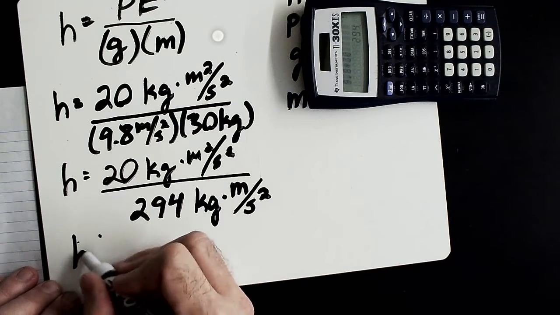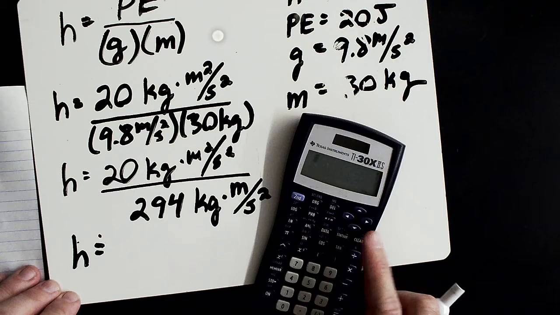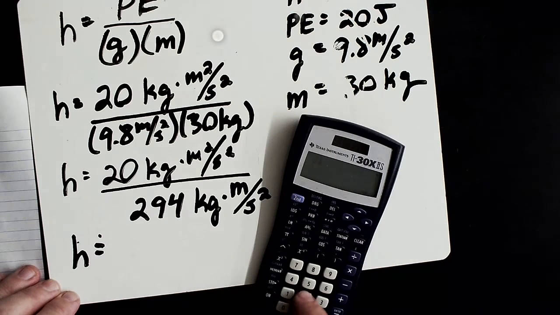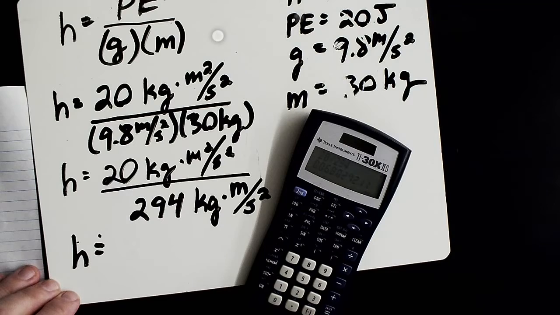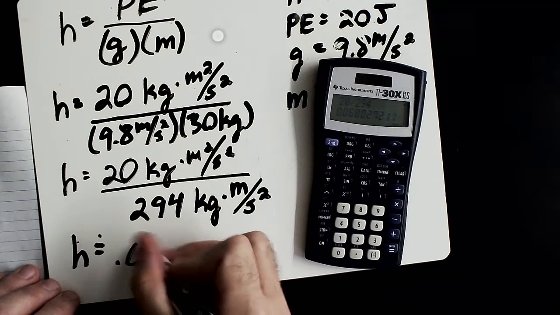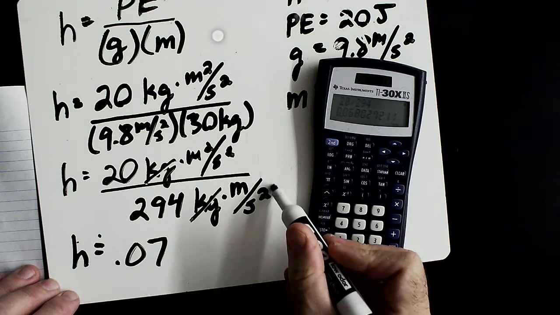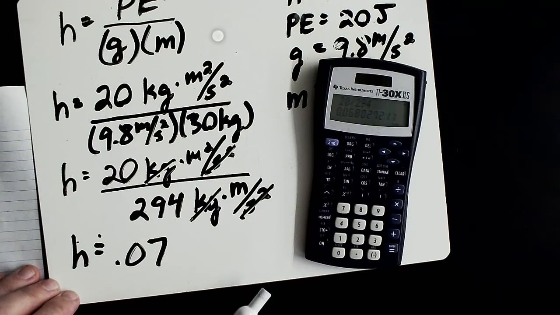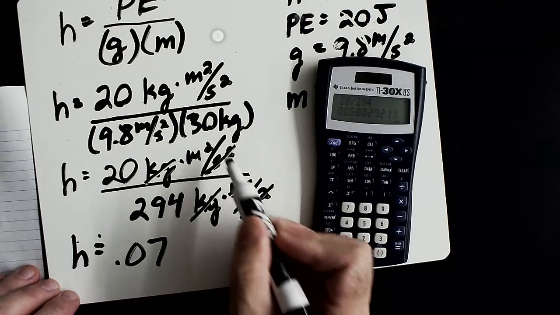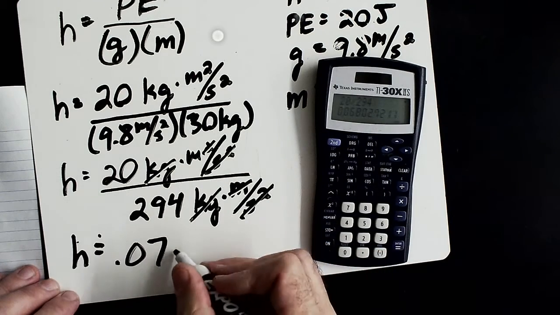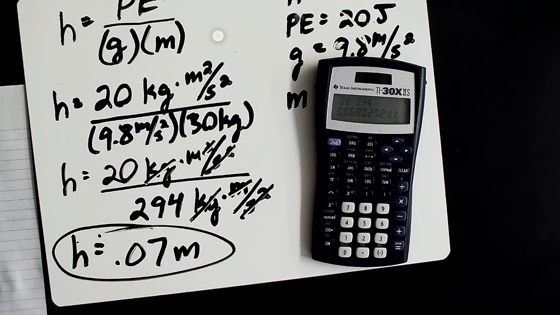Yep. Okay, now watch how this works. You really have to pay attention to your units. So 20 divided by 294 is 0.07. Okay, now the units. The kilograms cancel out. The second squared cancels out. Okay, this is meters squared over meters. So one of the meters cancels out, which leaves me with meters, which is what I want, which is a height. And that's the answer.